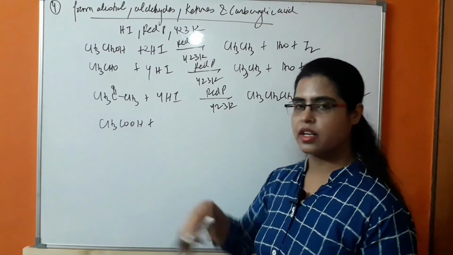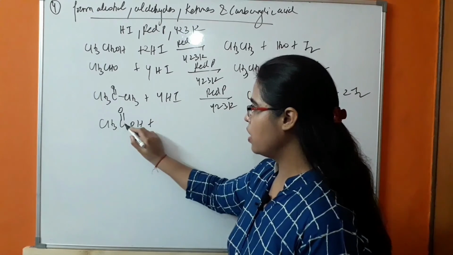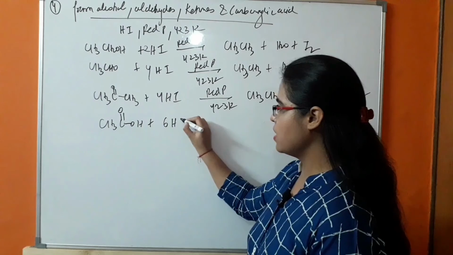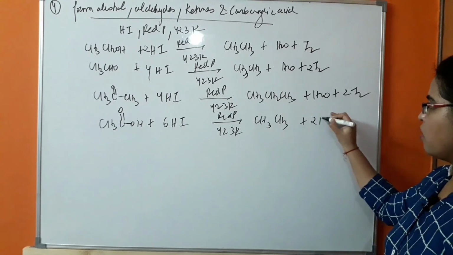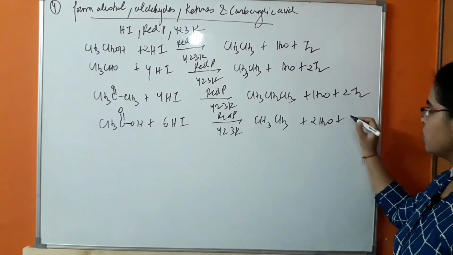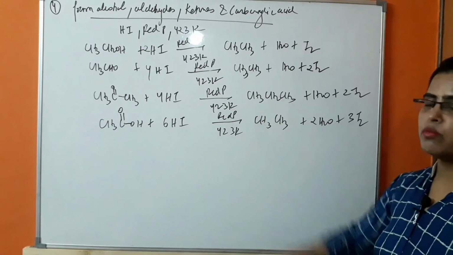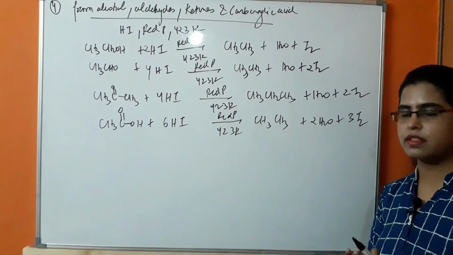This is a carboxylic acid. In this case, because there are two oxygens, one oxygen is in the form of a double bond O and one is a single bond OH. So there will be 6HI, formation of CH3CH3 ethane and removal of 2H2O and 3 iodine molecules, because 6HI are used. You have to balance the reaction. Every time when you write the reaction, you have to balance it.